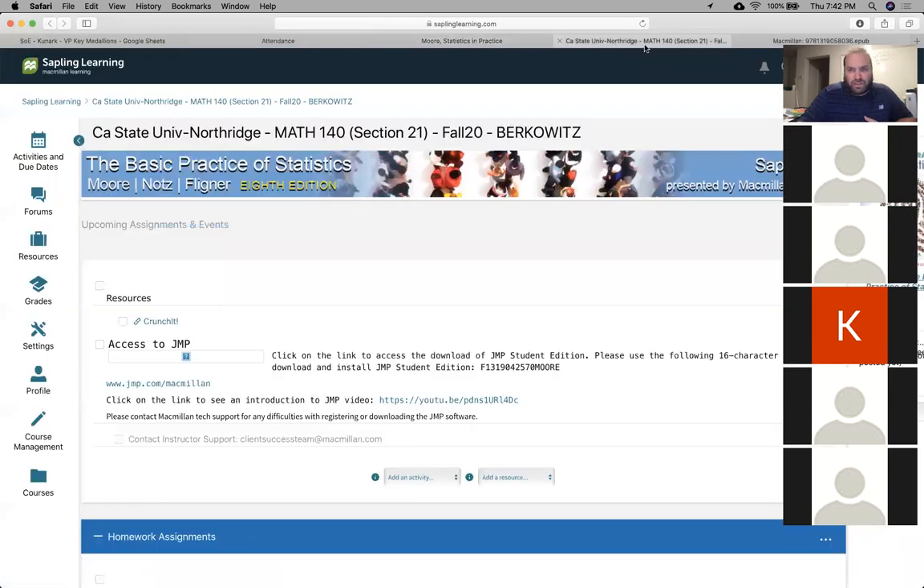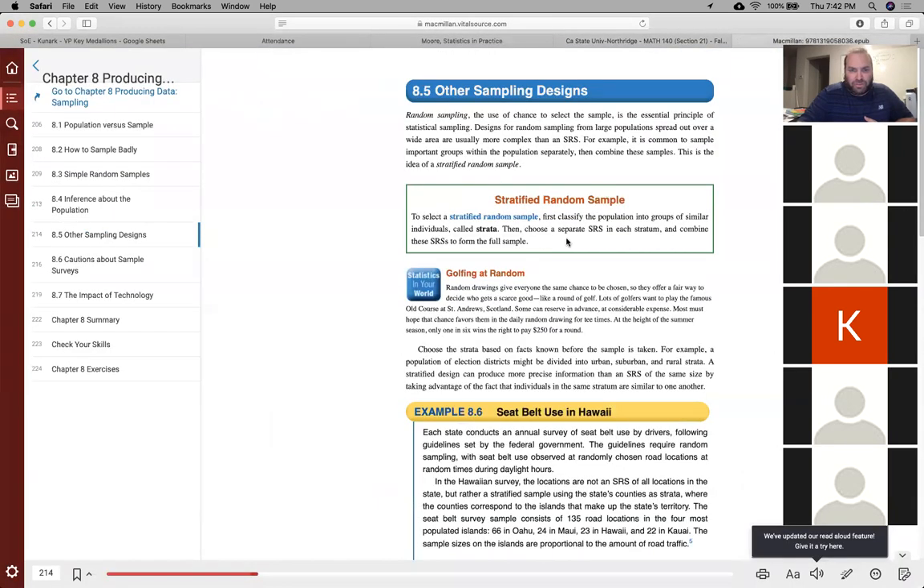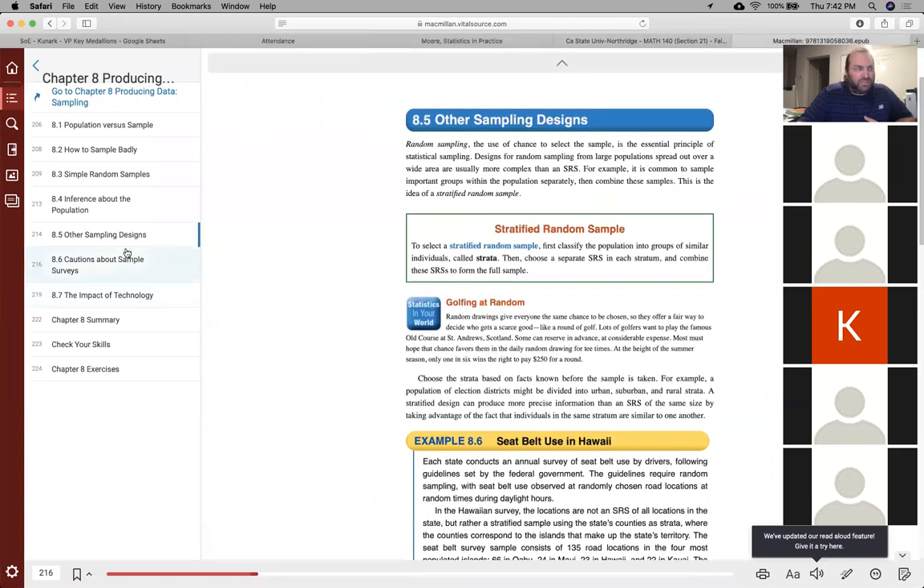It's not really a slide so much, it's the page. So we're on section 8.5 now, and section 8.5 is on other types of sampling designs.